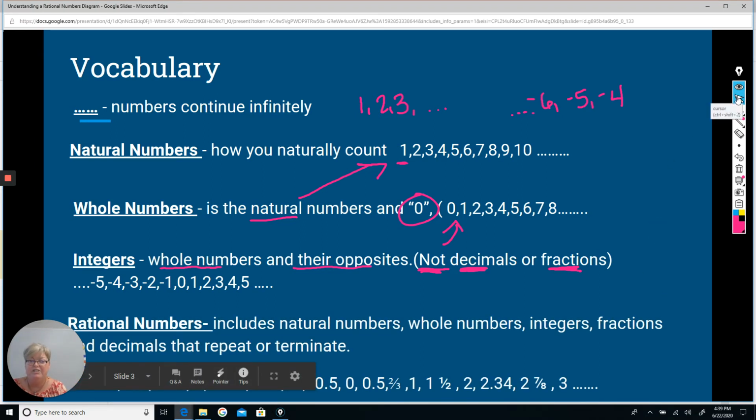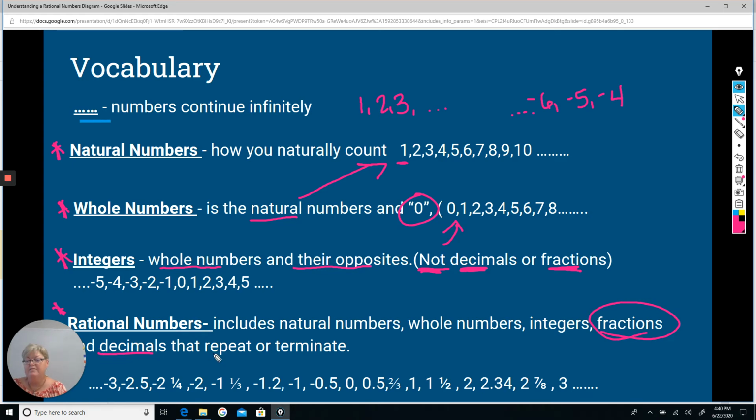Okay, and on the last definition, rational numbers, it includes natural numbers, your whole numbers, your integers, but it also includes fractions and decimals that terminate. So it's important to know that any number that you can write as a fraction would be a rational number, and any number that either terminates or a number that repeats, like with the bar, all of those numbers would be considered rational numbers.